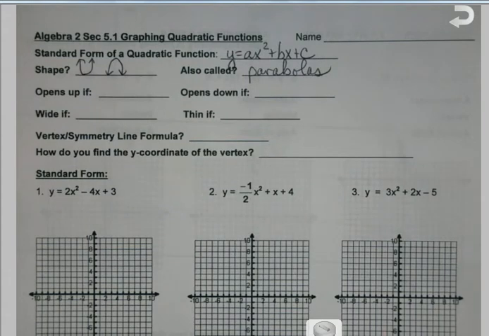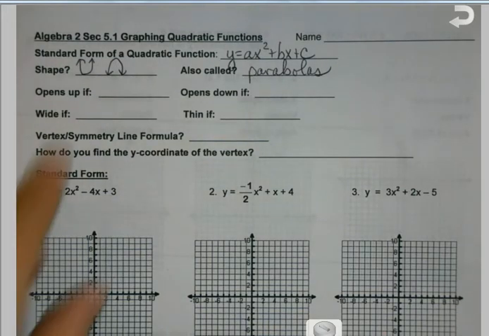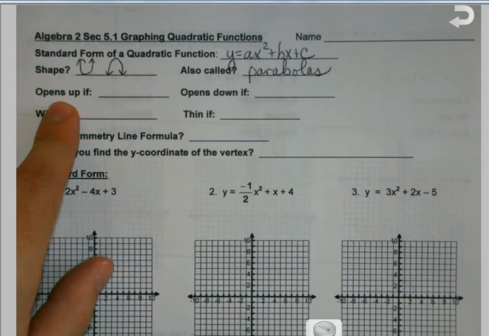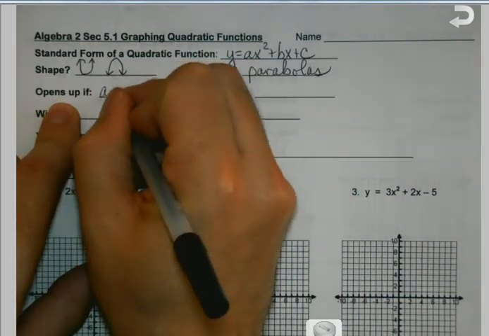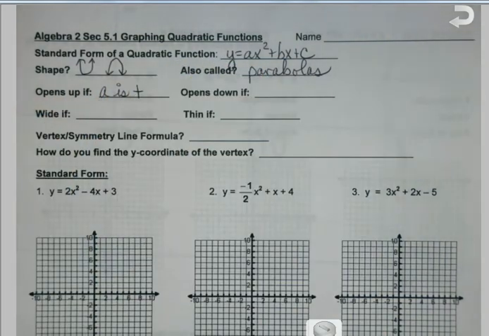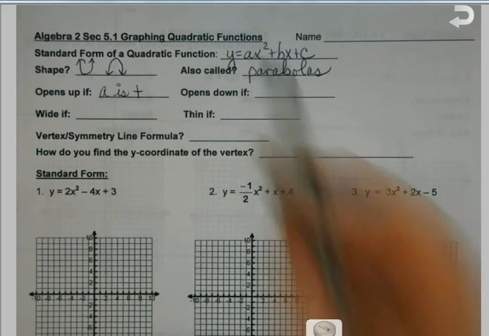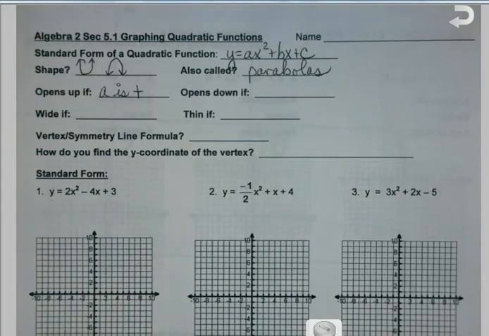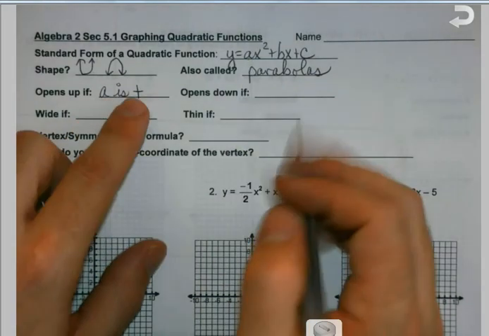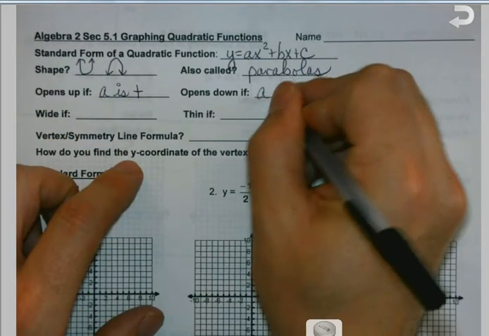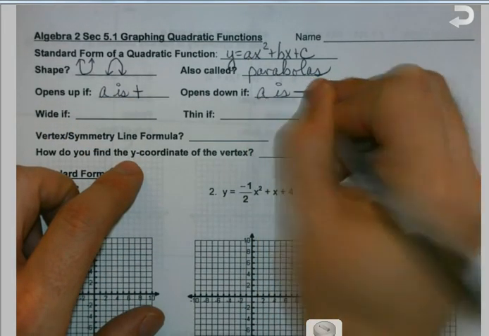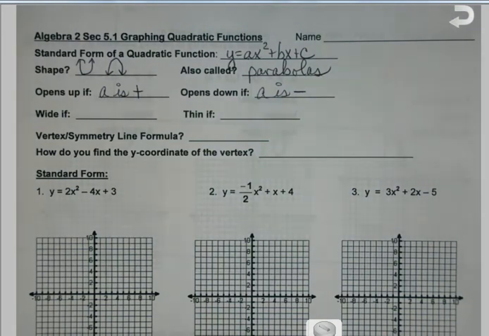And there's a lot of similarities with these and absolute value functions we were doing before, the V-shaped ones. Because again, before, we knew that it was going to open up if our A value was positive. If the number in front was positive, it opened up. If it was negative, it opened down. Well, that's the same thing with these. If that number in front of x squared is positive, it opens up. If that value in front of x squared is negative, it opens down. Just like the absolute value equations.